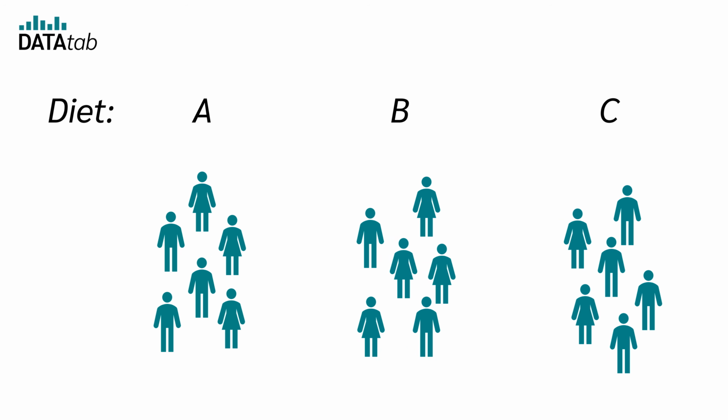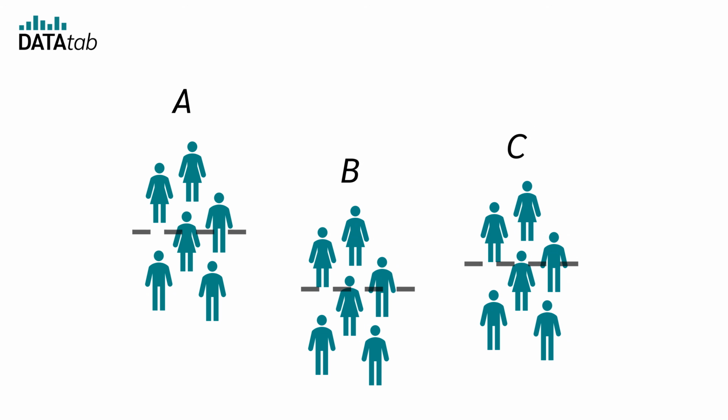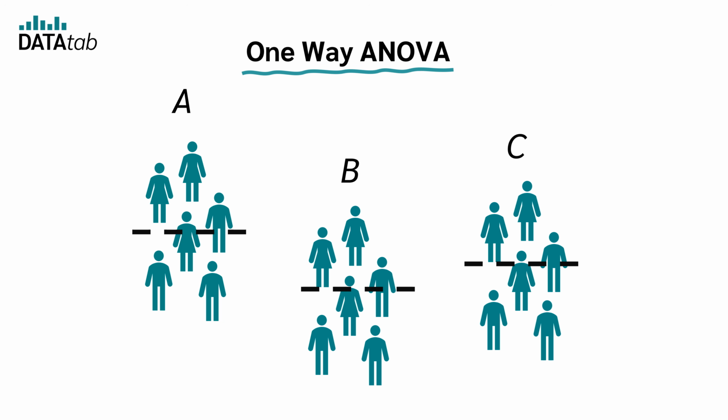Each participant or subject is assigned to only one group. In this case, we have a between subjects factor. Different subjects are exposed to different levels of a factor. In this analysis, our objective is to determine whether significant differences exist in the mean cholesterol levels among the various groups under study. And this is exactly what a one-way ANOVA does.